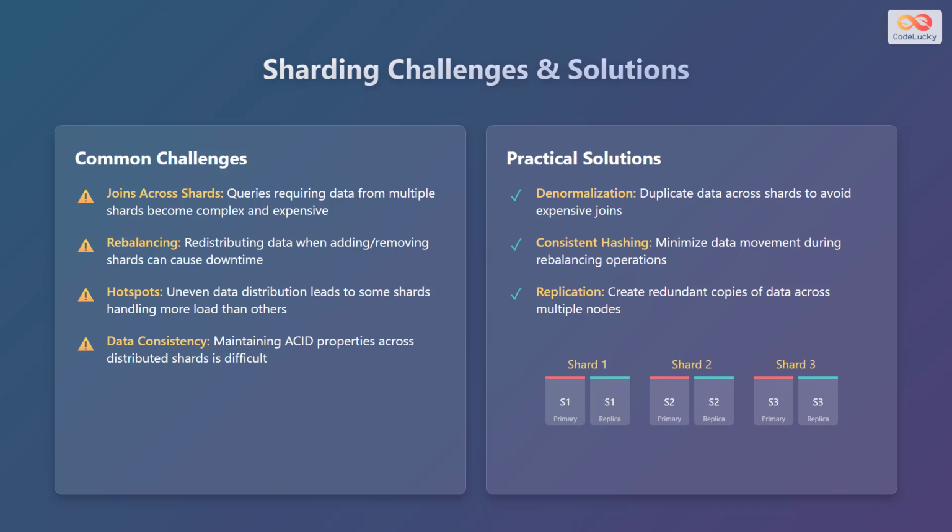Here are some sharding challenges and practical solutions. Joins across shards can be complex and expensive, rebalancing can cause downtime, uneven data distribution can lead to hotspots, and maintaining ACID properties across distributed shards is difficult. For solutions, we have denormalization, which duplicates data across shards to avoid expensive joins. We can also use consistent hashing to minimize data movement during rebalancing operations, and replication to create redundant copies of data across multiple nodes.